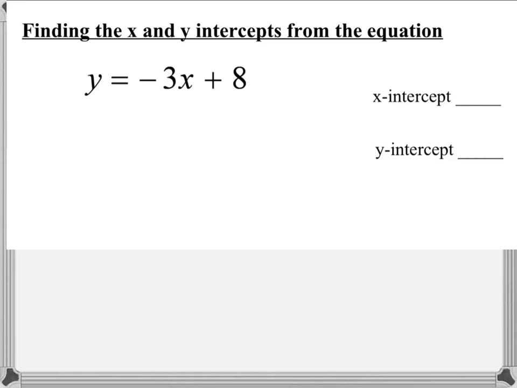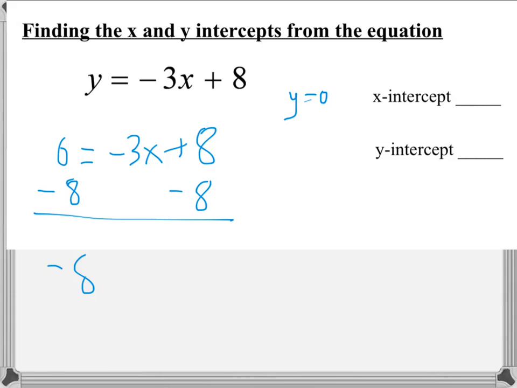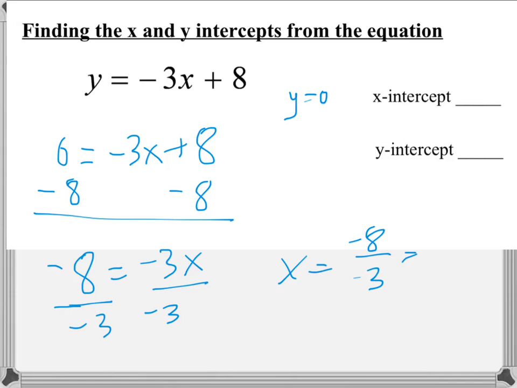So to get the x-intercept, I have to plug 0 in, let y be equal to 0. So 0 is equal to negative 3x plus 8. Okay, I subtract 8 from both sides. 0 minus 8 is negative 8. Okay, and I divide each side by negative 3. I'd have x is equal to negative 8 over negative 3, which is just 8 over 3.